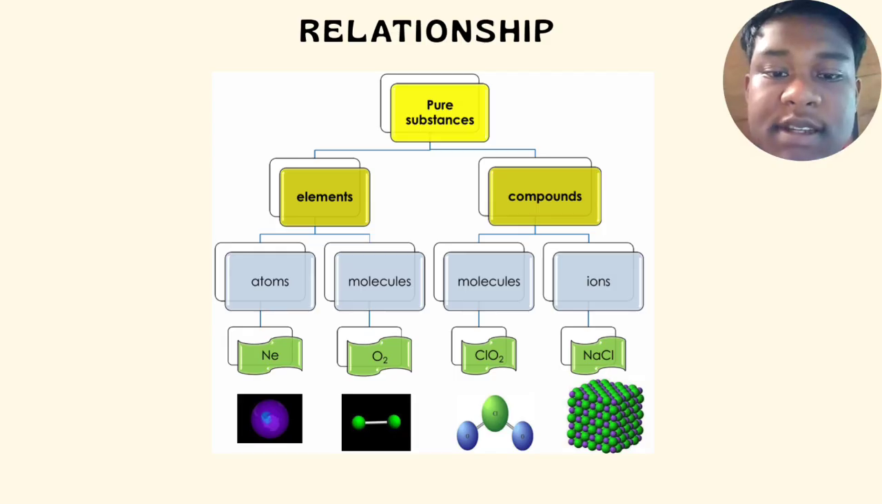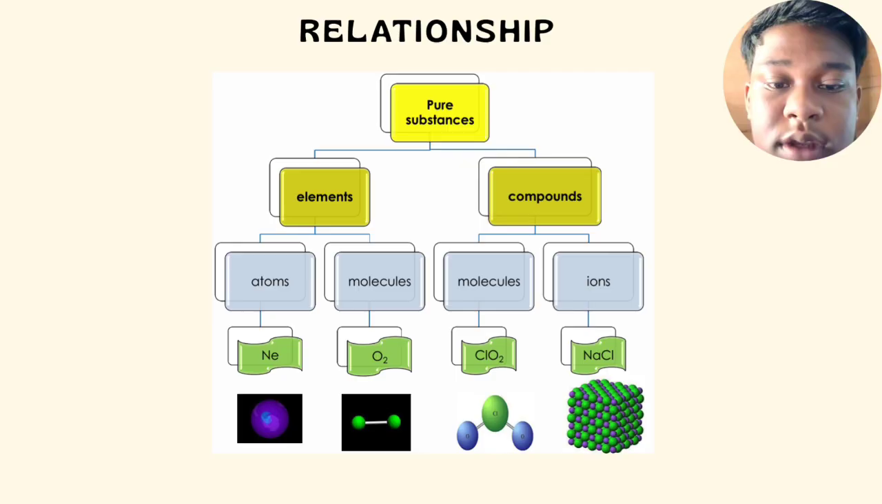Pure substances are divided into two, which is elements and compounds. Elements are also divided into two, which is atoms and molecules. Example for atoms is Ne and example for molecules is O2. Compounds are also divided into two, which is molecules and ions. Example for molecules is ClO2 and example for ion is NaCl.